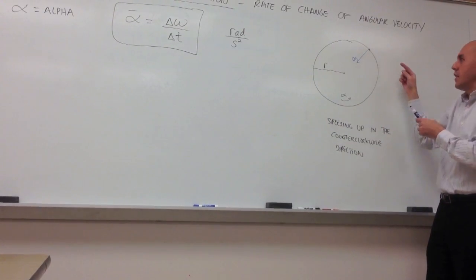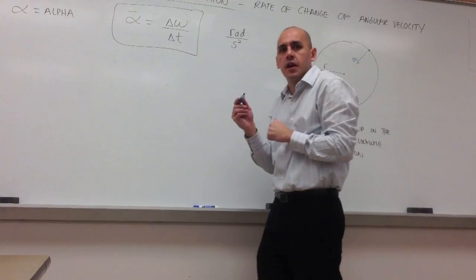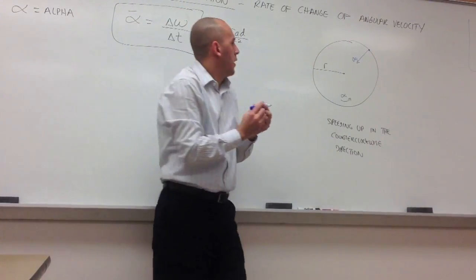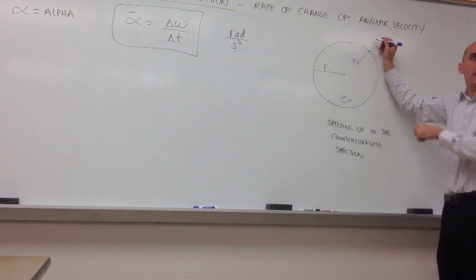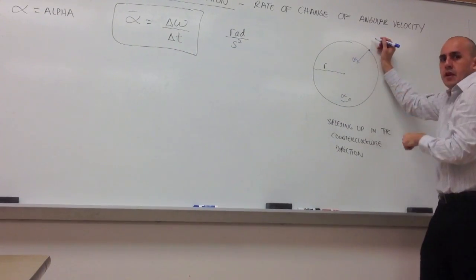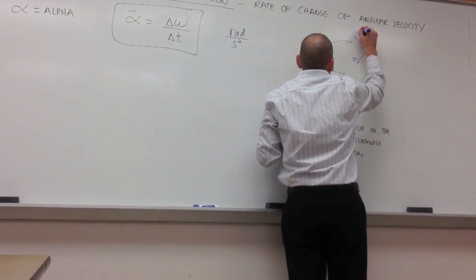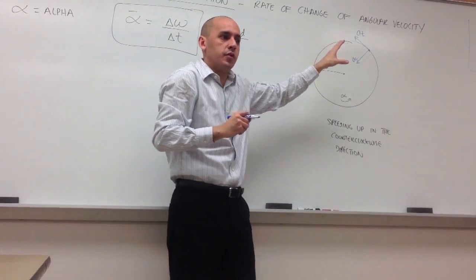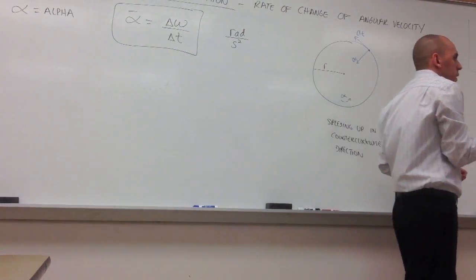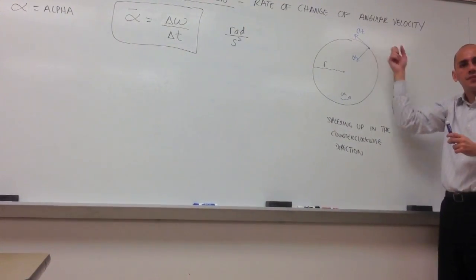I'm speeding up. If I'm speeding up, then my linear acceleration goes with or against my velocity? With. So if my velocity went which way right here? That way. Then my acceleration is going to go that way. Okay? So this is what we call the tangential acceleration. We didn't have that before because we had uniform circular motion where the speed was not changing. So we didn't have this AT.